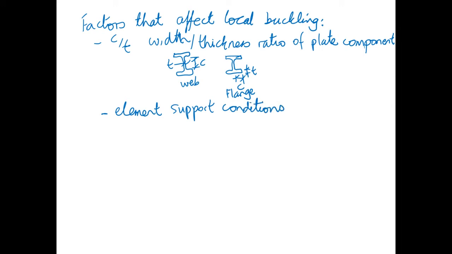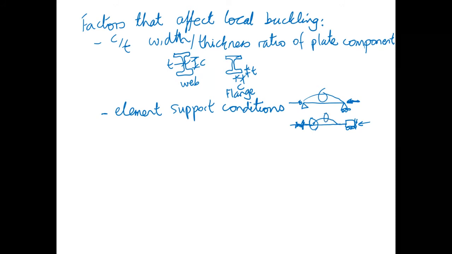Okay, so the element support conditions are going to end up affecting the local buckling. If we have a member that's pinned, and we load it up like that on the end, or if we have a member that has a fixity on one end and another fixity on the other end, and we load it up like that, then when we load these members up, the first one would have a global buckling like that. The next one could have global buckling like this. And then because of the stress distribution that's put into it, you could end up getting some local buckling at different points within the element.